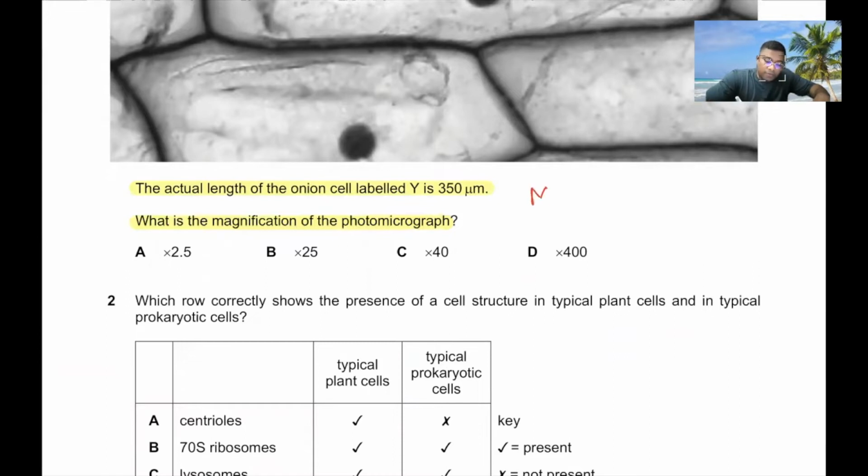So we know magnification is equal to image divided by actual. The image in this case is 14 centimeters. To convert it into millimeters, multiply it by 10. To convert it into micrometers, we multiply it by 1,000. And then we divide it by 350, which is the actual length of the cell. After dividing, our answer comes to 400. So D is the correct answer.